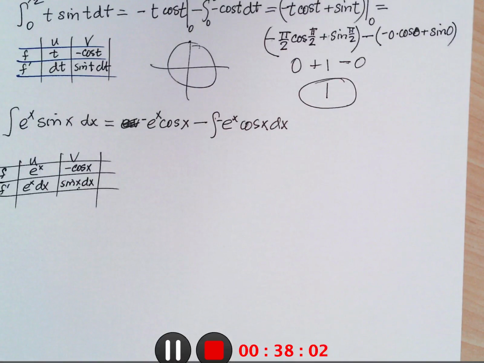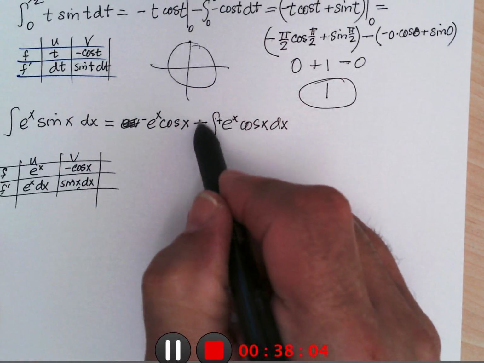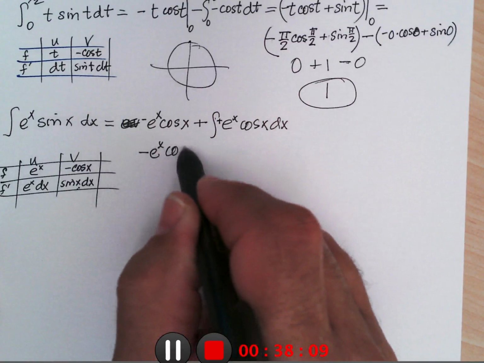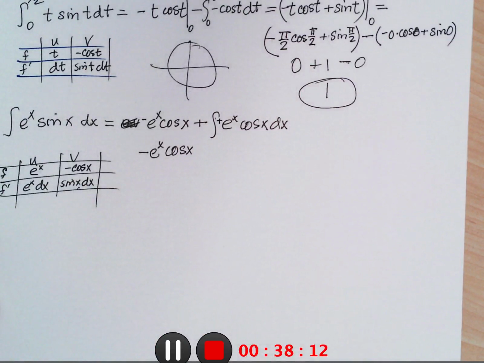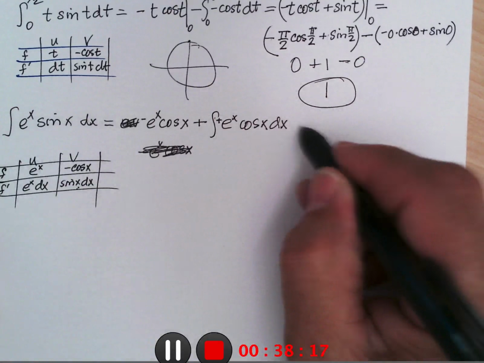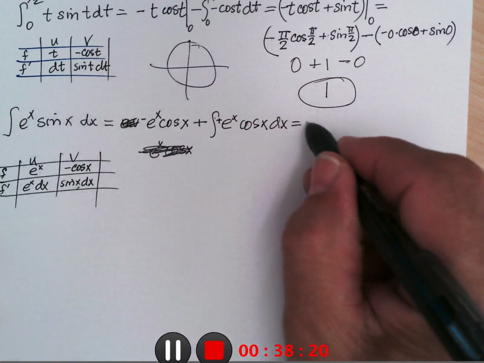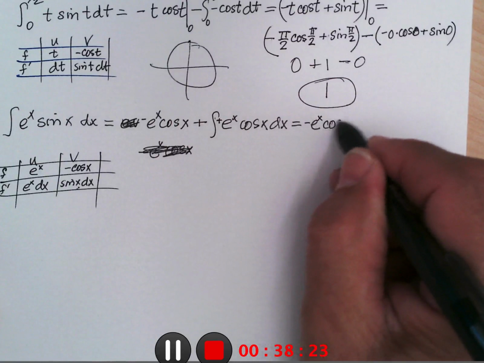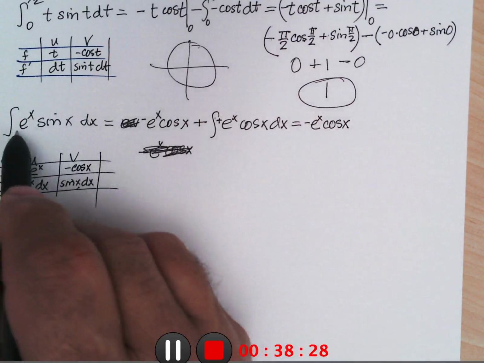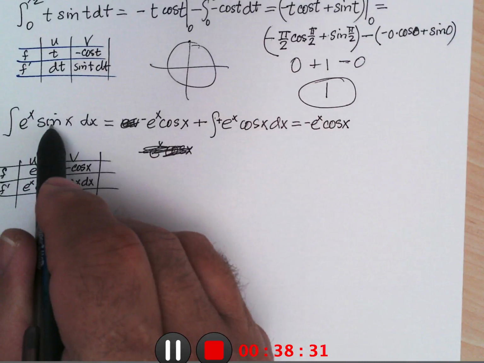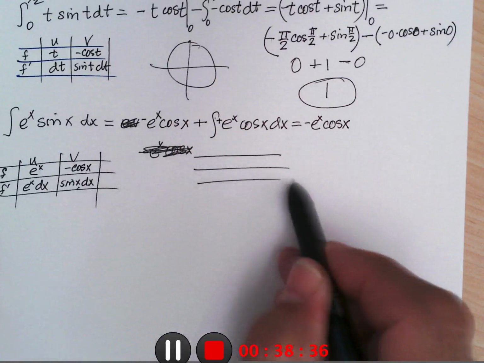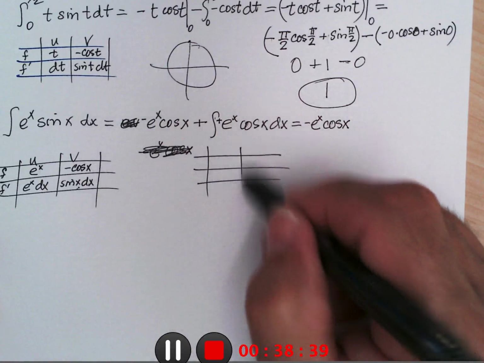And so the minus cancels. So I have minus e to the x cosine x. Let's go over here. So I'm going to have minus e to the x cosine x. But I have to do the antiderivative of this, which is a lot like this, except for instead of sine, it's cosine. So maybe this might not work here. Let's try integration by parts once again.